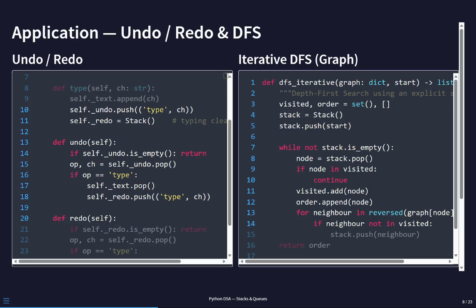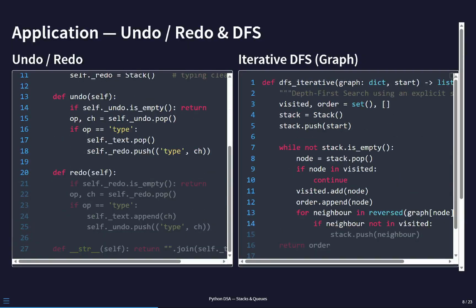Click. On the right, iterative DFS with an explicit stack. This is behaviorally identical to recursive DFS, but instead of leaning on Python's call stack, we maintain our own. Push the start node. Pop, mark visited, push unvisited neighbors in reversed order to preserve traversal order.